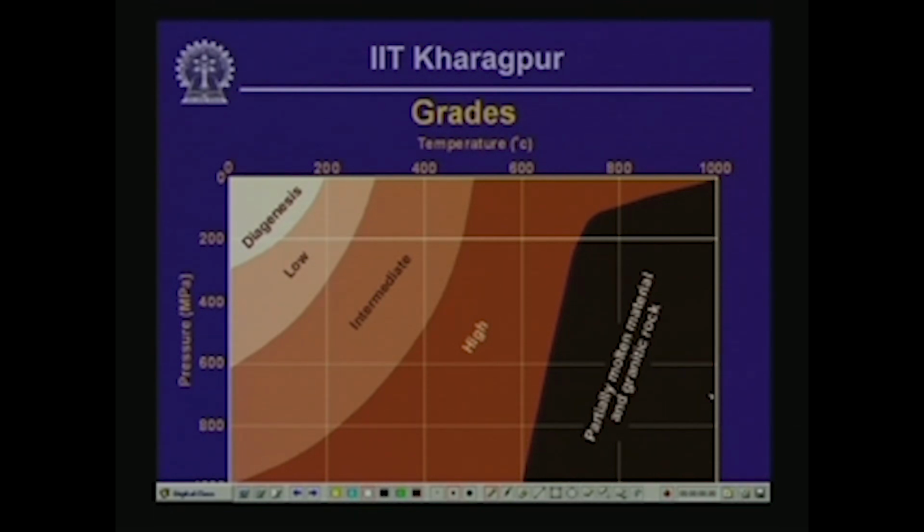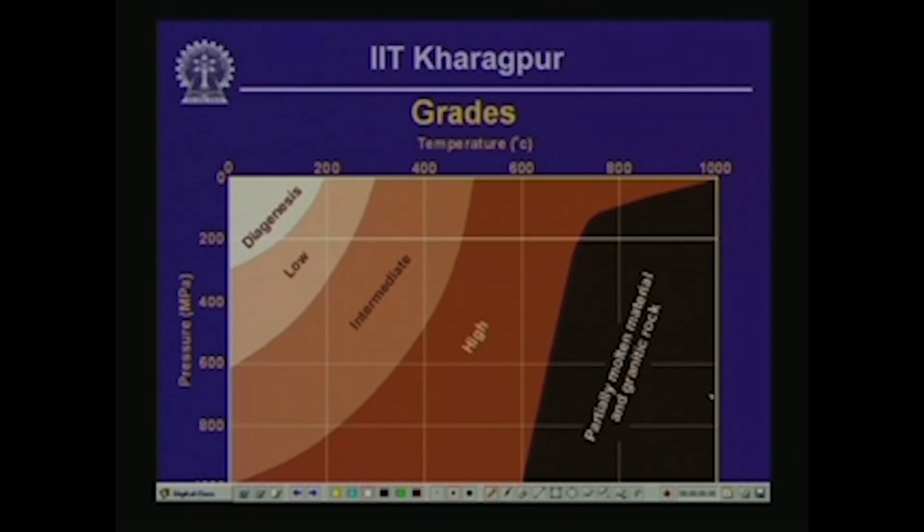If we increase the temperature further and/or increase the pressure further, then we get into the intermediate grade of metamorphic rocks. The temperature range for that is typically between 300 and 500 degrees Celsius, and the pressure at which intermediate metamorphic rocks develop varies typically between 600 and about 1000 megapascals.